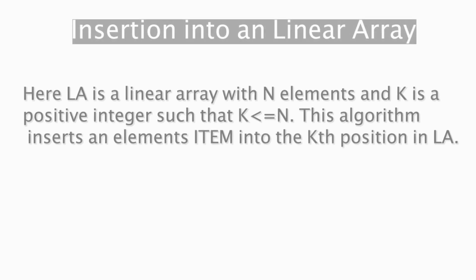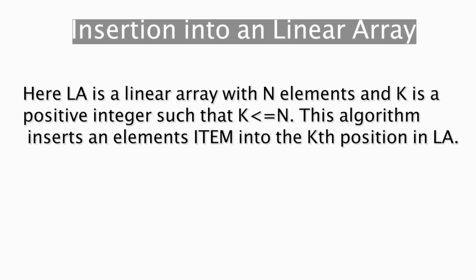So, here LA is a linear array with n elements and k a positive integer such that k is less than or equal to n. This algorithm inserts an element item into the kth position of the array. By the searching algorithm, we already found the location where we want to store our new item inside the array. The kth position is already fixed. We already discussed this.